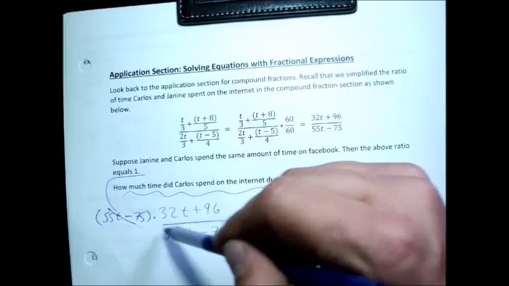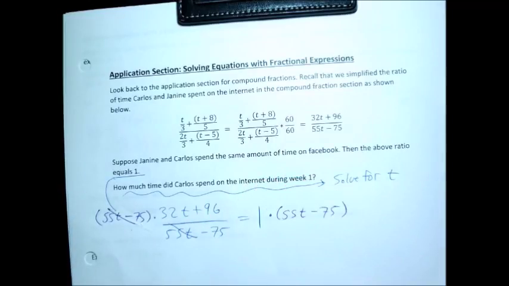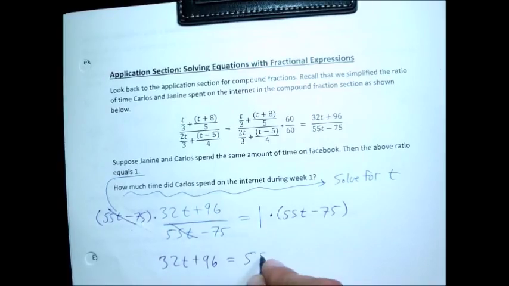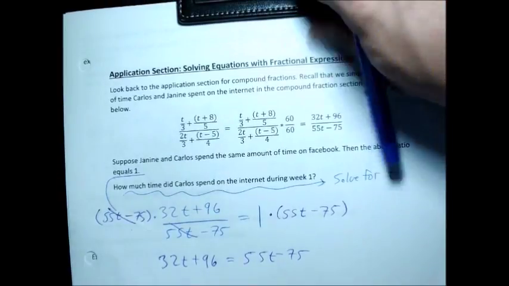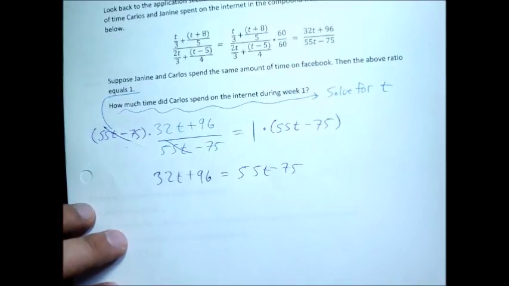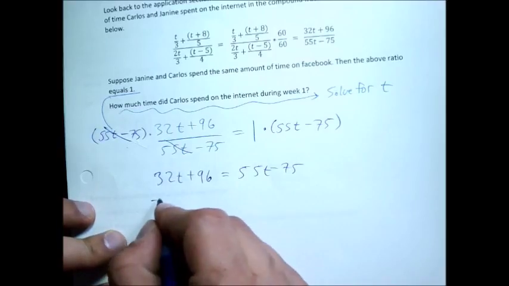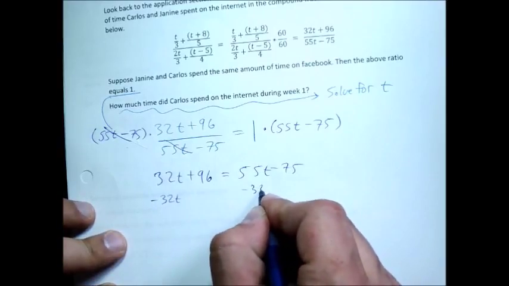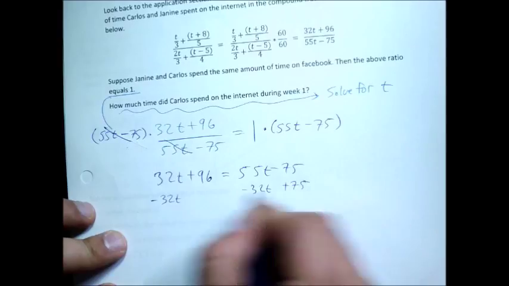Because then they'll cancel out on the left, and we just get 32t plus 96 equals 55t minus 75. And this is something that we can solve without too much of a problem. So we just get the t's on the same side. I'm going to do it in just one move here. I'm going to subtract the 32t over to the left, and I'm going to add the 75 over to the right.